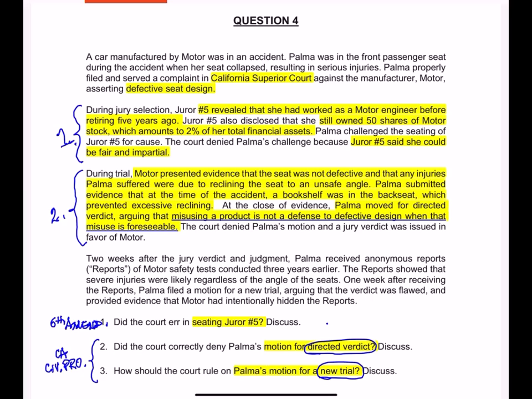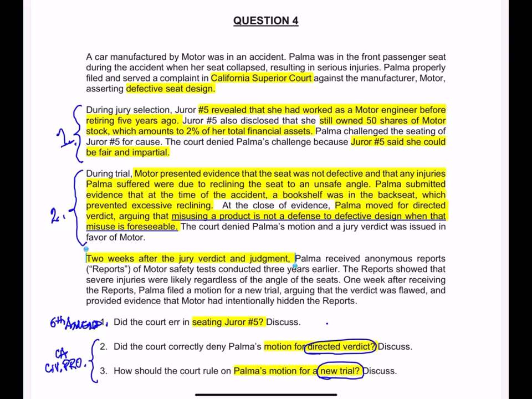The judge, in his ruling, is saying there is sufficient evidentiary basis for a reasonable jury to reach either conclusion, a different conclusion from hers. So he was correct to deny her a directed verdict. That's where this stands. And the last paragraph has to go to the third call. 2 weeks after the jury verdict and judgment, Palma received anonymous reports of motor safety tests conducted 3 years earlier.